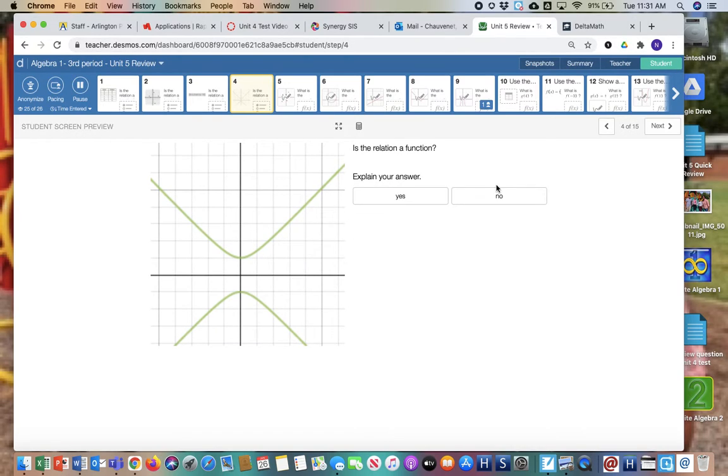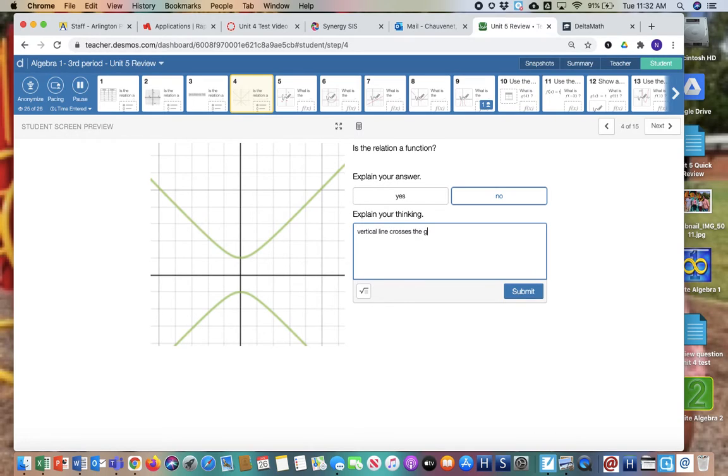Alright, last one for just looking at it, is it a function? So is this a function? So the answer here is no. So why? Well, if I drew a vertical line, it would cross the graph more than once. So specifically here, it crossed twice. So since it crosses the graph more than once, it's not a function. So you could say that it is not a function because a vertical line crosses the graph more than once. If we wanted to be more kind of math terminology, we could say that it would fail the vertical line test. And what that really means is if we drew a vertical line, it would cross more than one time.